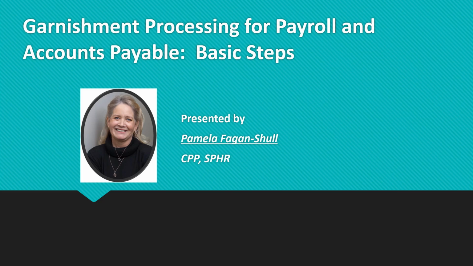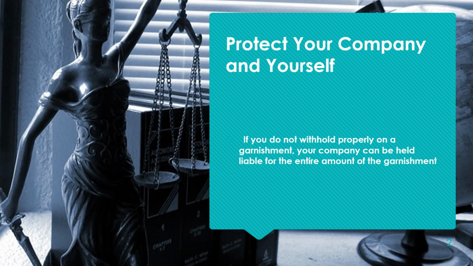However, what most payroll and accounts payable professionals don't know is that if you overwithhold or underwithhold on a garnishment, your company can be held liable for the entire amount of that garnishment. Your company could have to pay off an employee or contractor's debt for them. I have numerous clients that have had to pay off an employee or contractor's IRS levy, creditor garnishment, and even make some of the child support payments simply because they weren't sure of what they were doing.